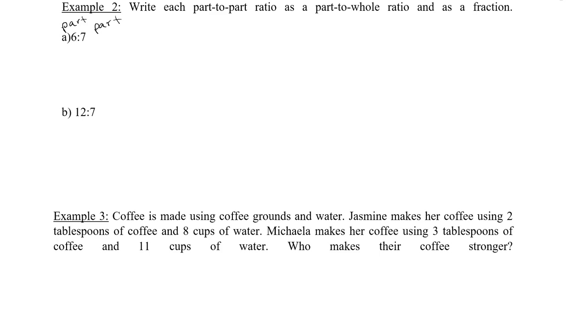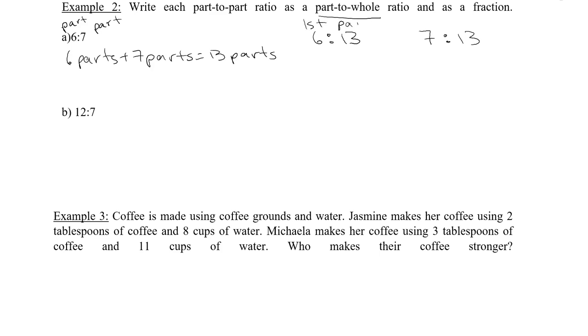So in that case, we've got 6 parts in one and 7 parts in the other. We've got 6 parts plus 7 parts. We've got 13 parts in total, assuming, of course, there's nothing else there. So if we're doing a part-to-whole ratio, we've got 6 to 13 for the first part. We've got 7 to 13 for the second part. Okay, this is our first part. This is the second part.